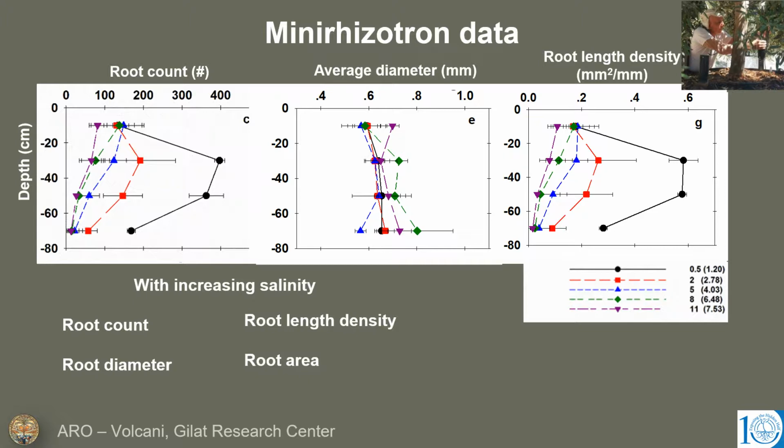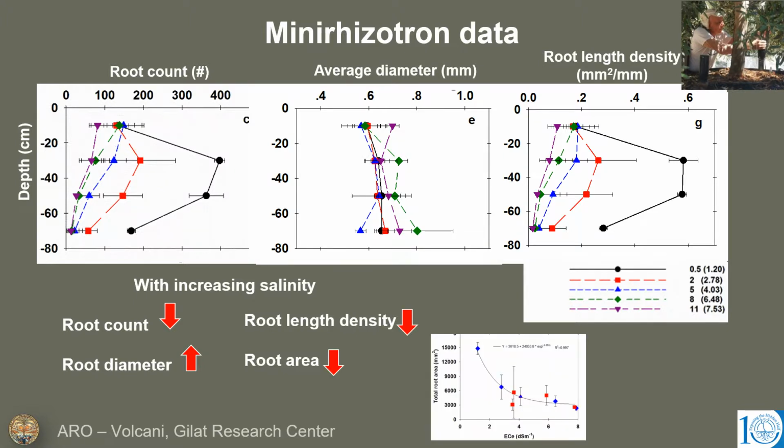The next thing that the mini rhizotron data can show us is a number of things. A very strong response that we can see as we increase salinity: lower root count, larger diameter of roots, lower root density, and a calculated lower root area that we saw earlier as a function of increasing salinity.